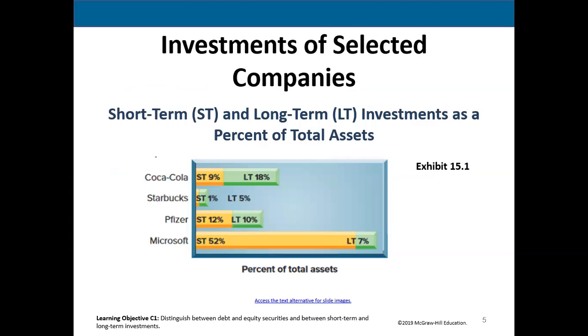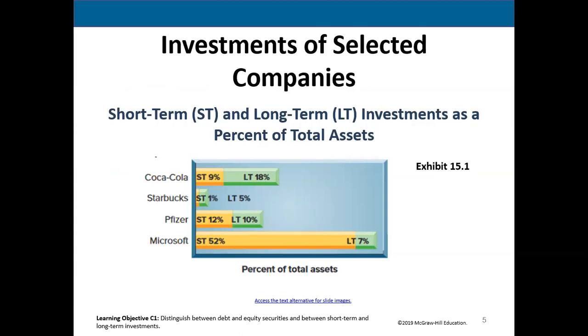Now, there's what we call short-term and long-term investments. Investments mean debt securities or equity securities owned by a company. They're considered investments to that company. We can then further categorize them between short-term, those investments the company's only going to hold for a year or less, and long-term, those they're going to own for more than a year.